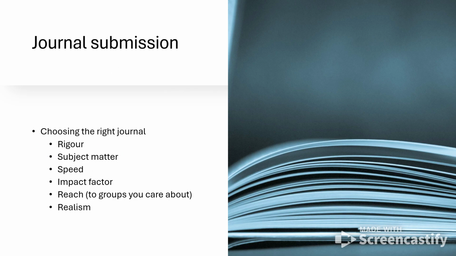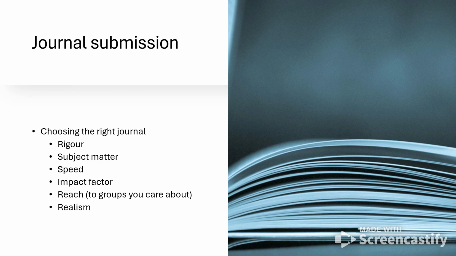The speed, sometimes you're in no rush to get a paper out, sometimes there is a bit of pressure, so it's worth looking at how quickly a journal processes manuscripts. Impact factor, which is a measure of how many times papers are cited in the journal. Reach, so how many people read the journal. And do the groups you care about reaching read the journal?